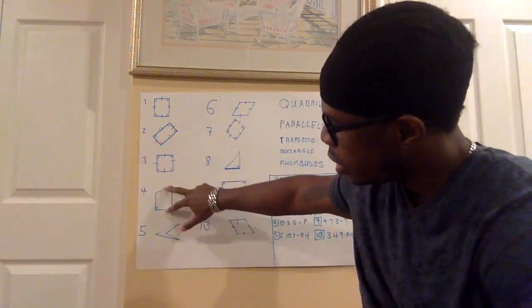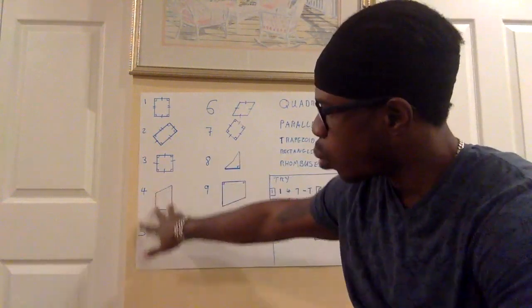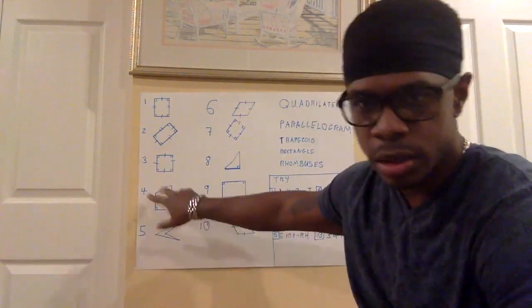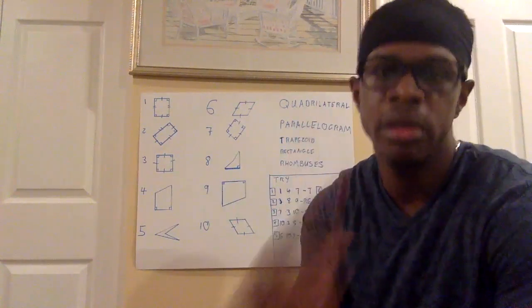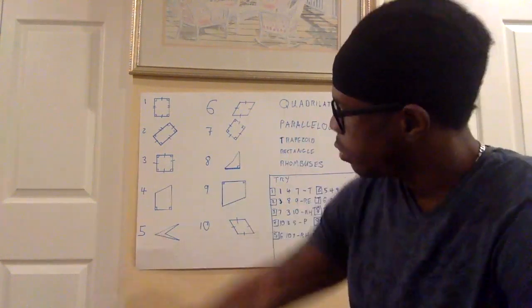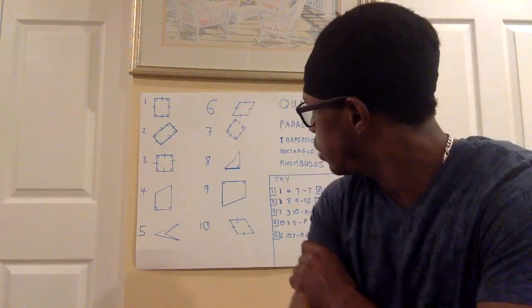We're good. And these will eventually touch, so these are not parallel. So we have the one pair of parallel lines that we need. So number four is a trapezoid because it has one pair of parallel lines. Number five is not a quadrilateral, so not even in the mix. Number six.